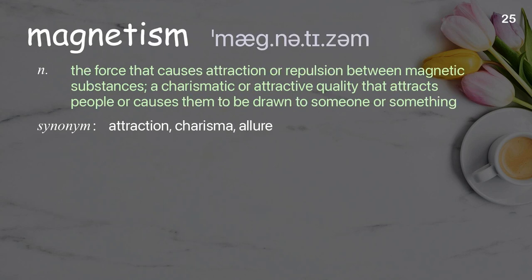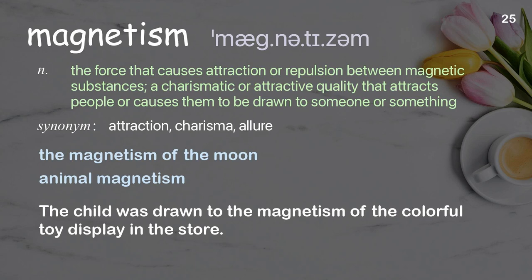Magnetism. The force that causes attraction or repulsion between magnetic substances, a charismatic or attractive quality that attracts people or causes them to be drawn to someone or something. Examples: the magnetism of the moon, animal magnetism. The child was drawn to the magnetism of the colorful toy display in the store.